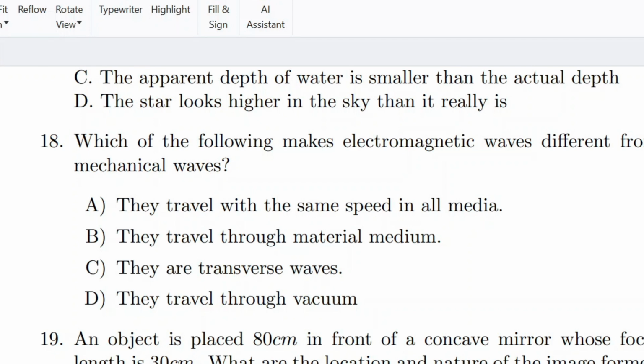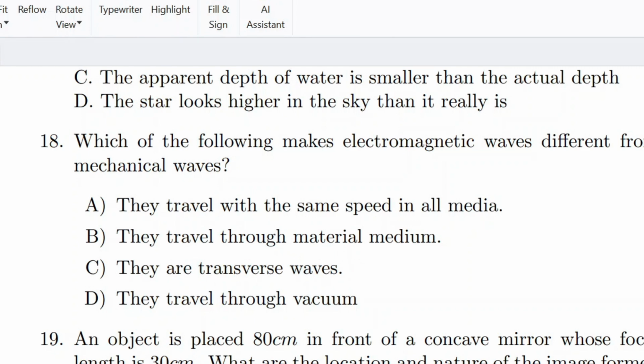depending on the density of the medium. B says they travel through material medium. Yes, it is true, but all waves, even mechanical waves, can do that. C says they are transverse waves. So electromagnetic waves are transverse, but some mechanical waves like ripples on water surfaces or waves on strings are also transverse waves. So both electromagnetic and mechanical waves exhibit these properties.